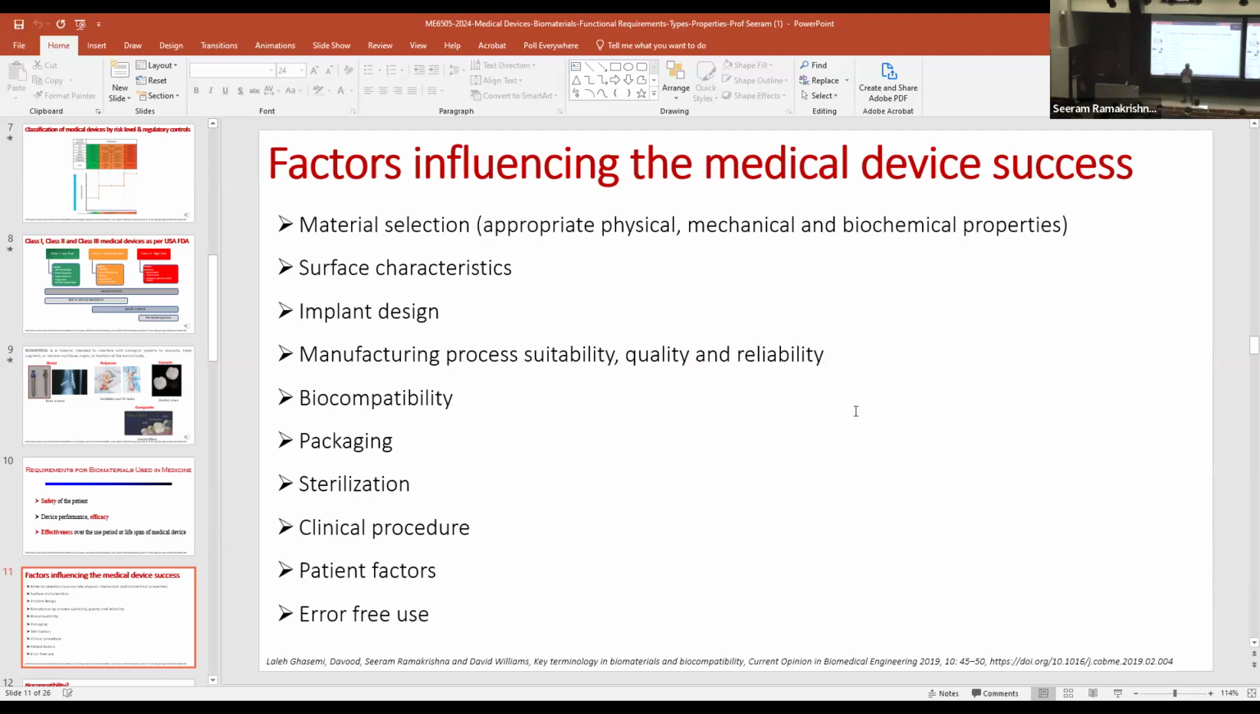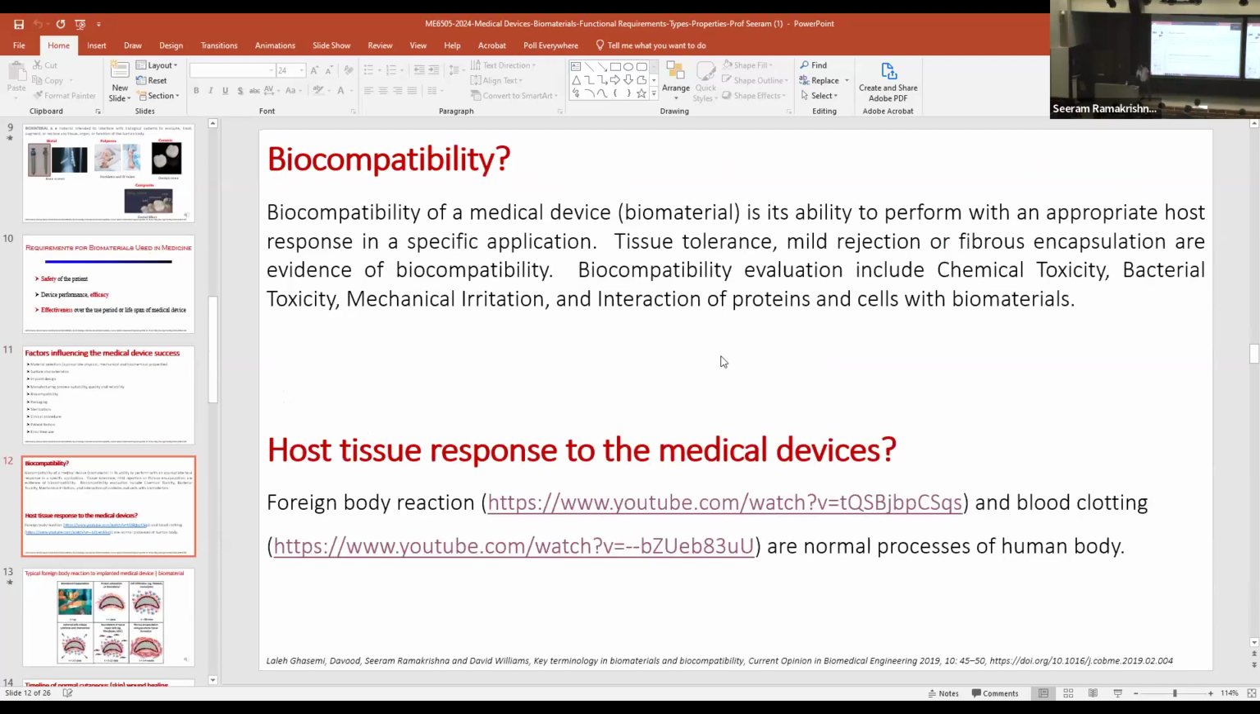So again, everything goes well. Sometimes the patient's issue also can make the device go wrong. And then, of course, we try to make the device as error-free as possible so that anybody can know intuitively how to use it in terms of following the procedure. So these are some of the requirements, but there are many, many other requirements.